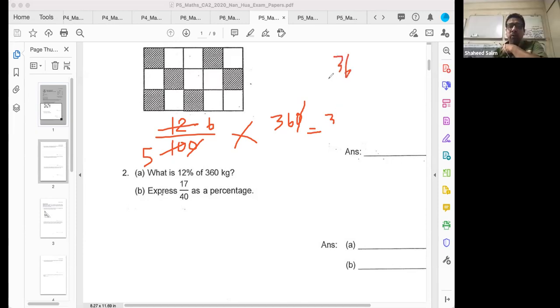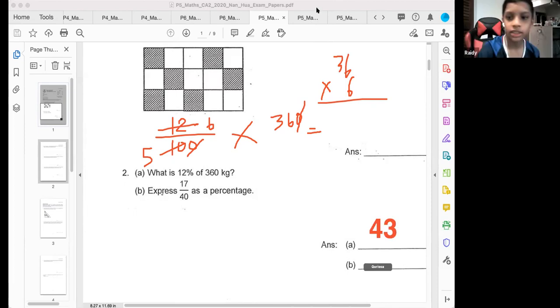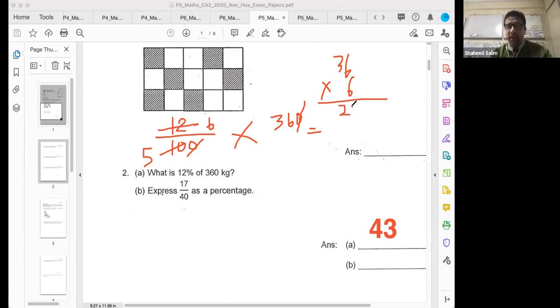Okay, so now you got a times by 5. Down here you get 180. Then 180 must divide by 5. What am I doing? How come I am so blurred today? Okay, you must times by 6. Carissa, what is 36 times 6? What do you get? 216. Okay. Then 216 divide by 5.